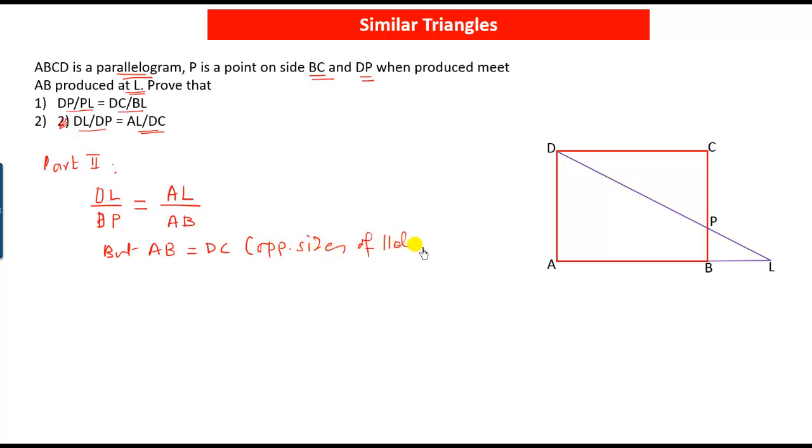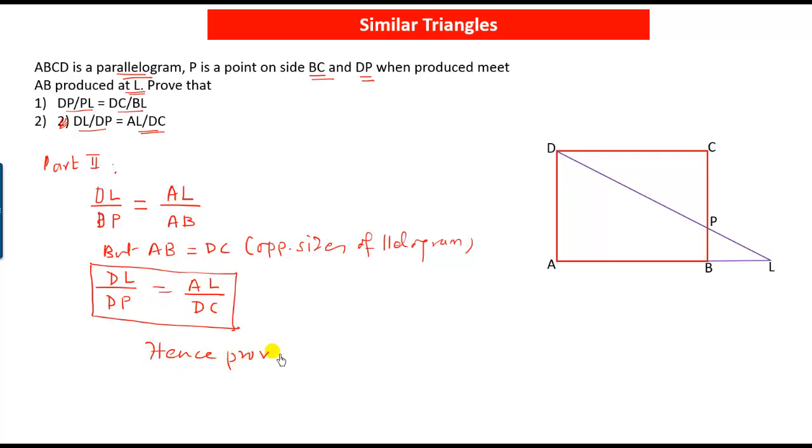AB is equal to DC, opposite sides of a parallelogram, and therefore we will get DL upon DP is equal to AL upon DC, and this only we have to prove. So DL upon DP is equal to AL upon DC, hence proved. And the reason for this is the corollary of the basic proportionality theorem.